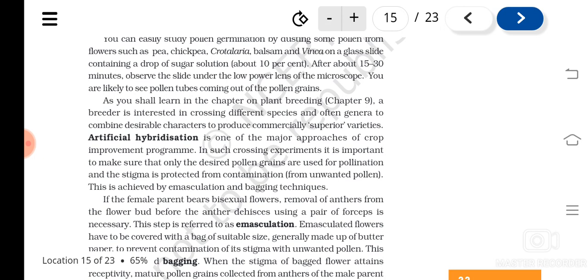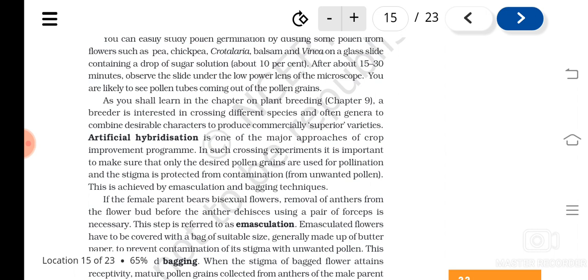One should be considered as the male and the other should be considered as the female. How will we consider the parent as the male? The one from which we are collecting the pollen grains will be considered the male, and the other, to which we are dusting the pollen grains after emasculation or after bagging, is known as the female. That will be considered as the female.